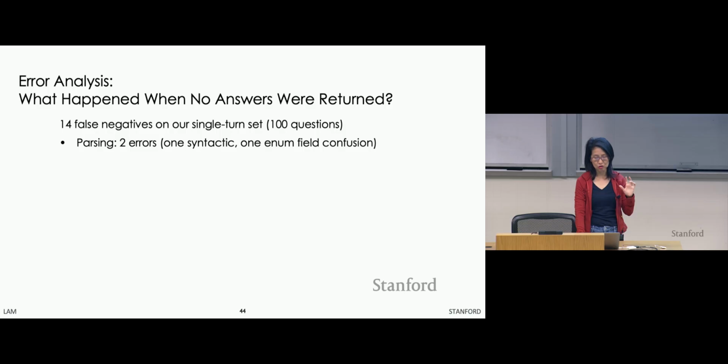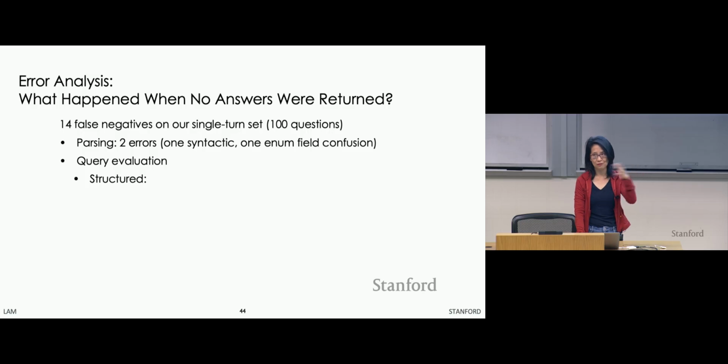And there are actually only 2 parsing errors for this small domain. So we ask for the accuracy of the semantic parser. It's not that much of a problem. The query evaluation, on the other hand, has issues.